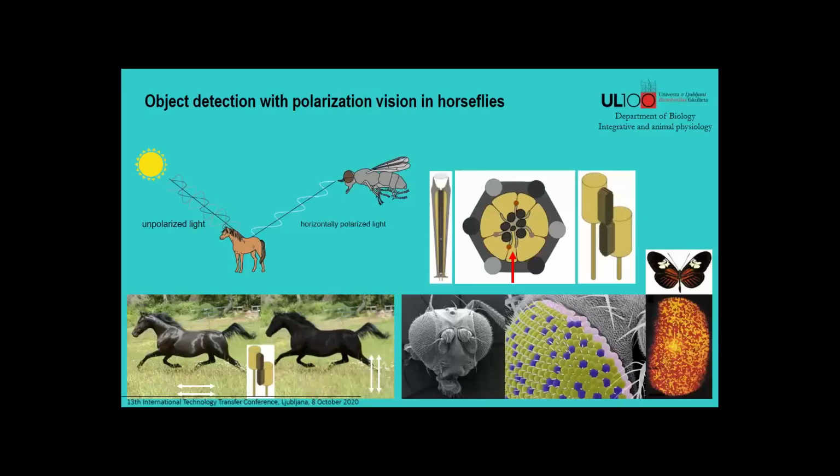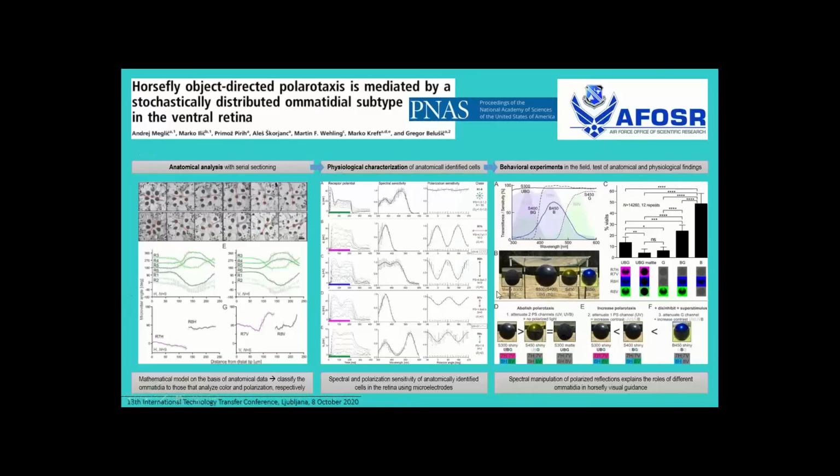Next slide, please. So we first used anatomical analysis of the horsefly retina to identify candidate cells that could be used for polarization vision. We used serial sectioning with a special serial block face scanning electron microscope to find cells that have aligned and straight light sensing organelles and do not perform a twist, such as we see on the left side panel. Receptors are marked with R1 to R6.